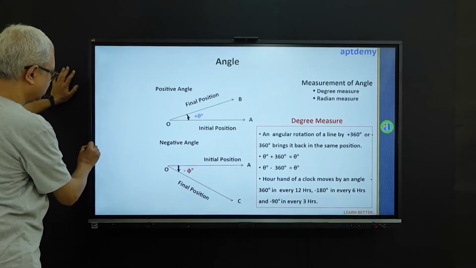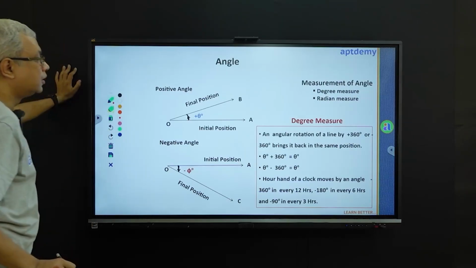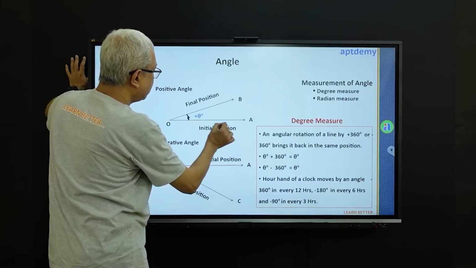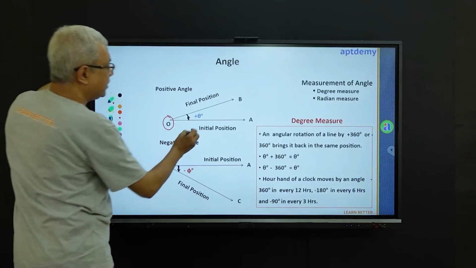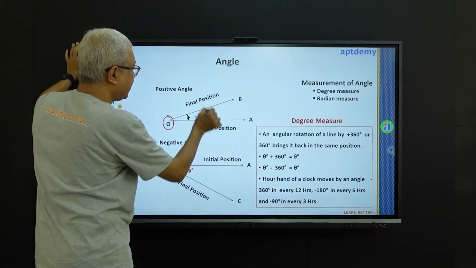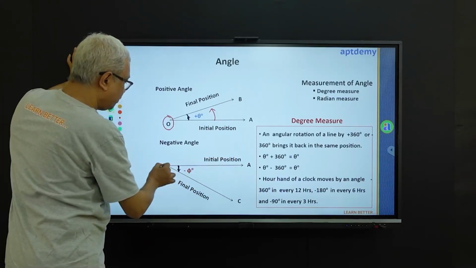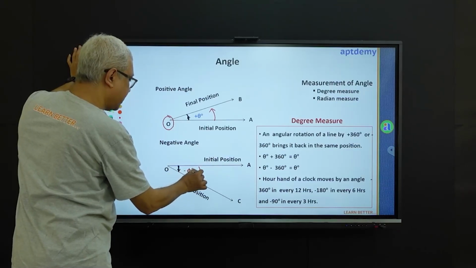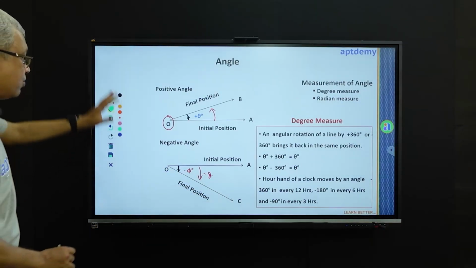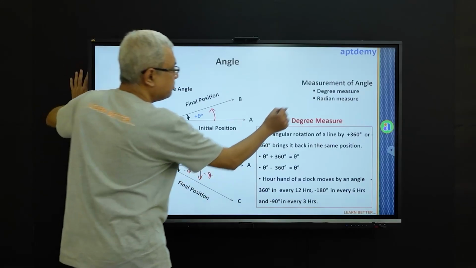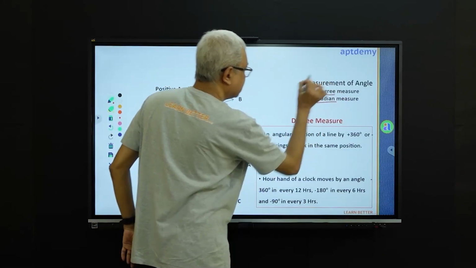So OA is the initial position, OB is the final position, and O is the vertex, you can say. After tracing an angle theta, the line has reached position OB, and similarly from initial position OA, after tracing an angle negative theta, the line has reached the final position OC. Now the angles can be measured by two methods, by two units. One is degree measure, another is radian measure.